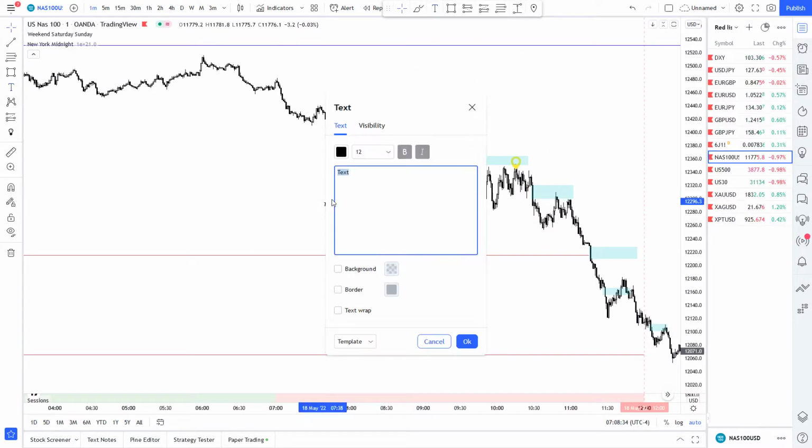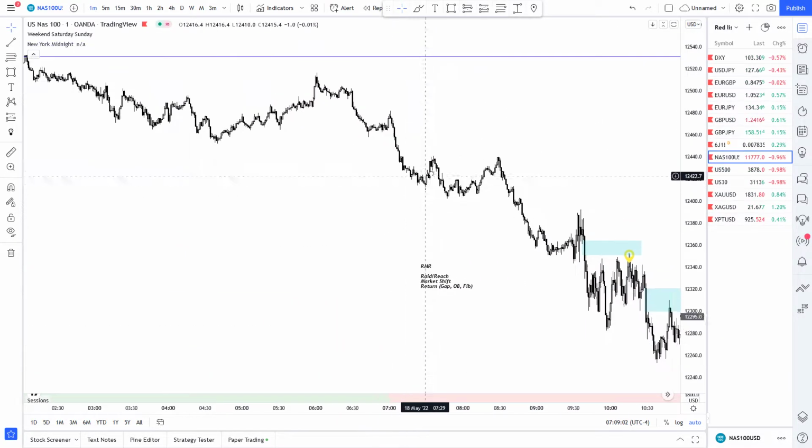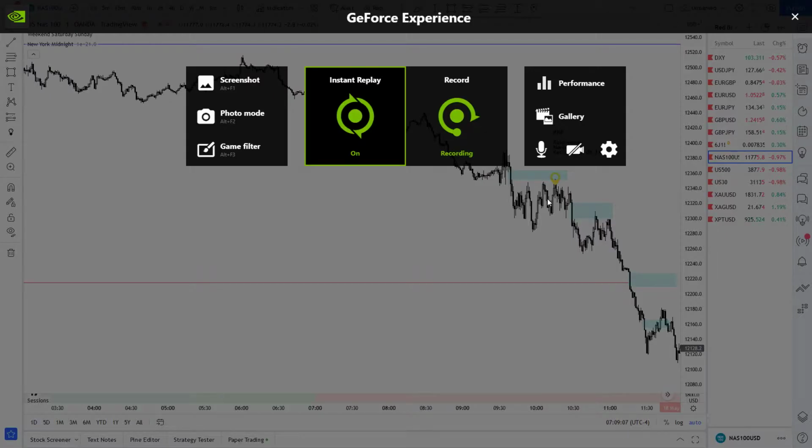So just to recap, I call RMR the raid or reach, the market shift, and the return to wherever we're happy to participate. So a gap, an order block, a fib, like a sweet spot in the fib, the OTE entry as ICT teaches, or anything that you use that you're happy to participate. So I saw an RMR in this section over here. Let me just pause it for 1 second.